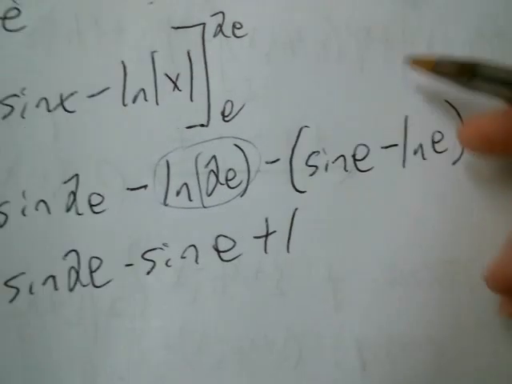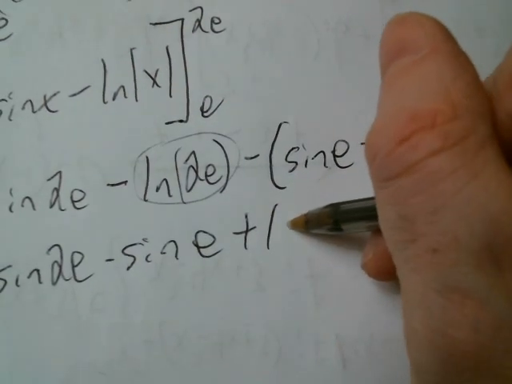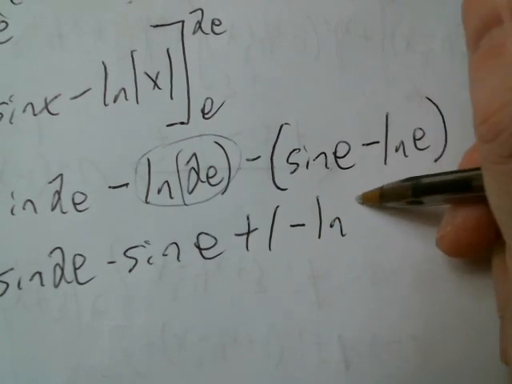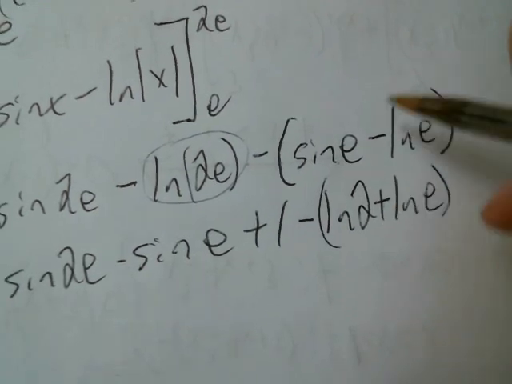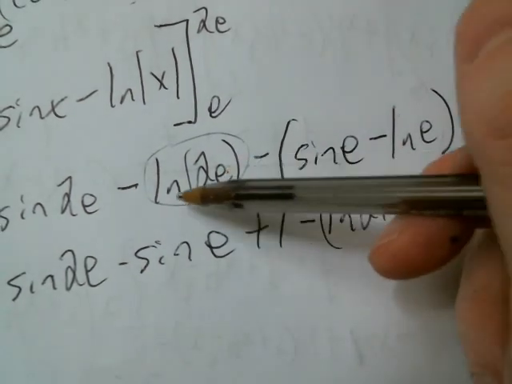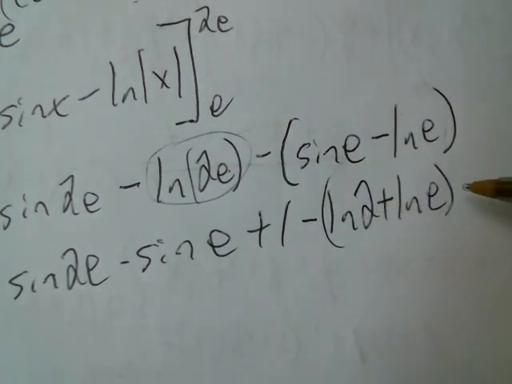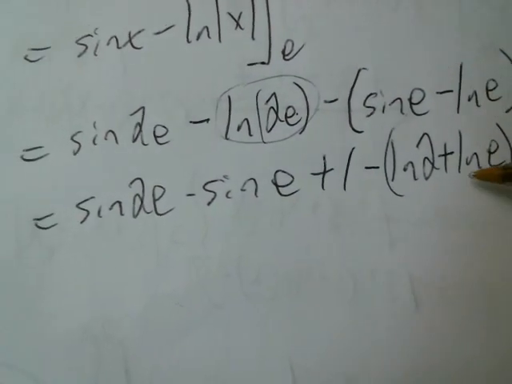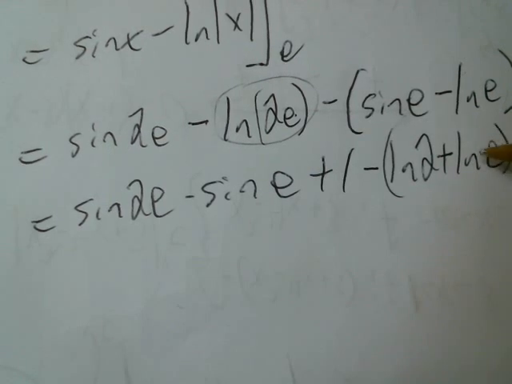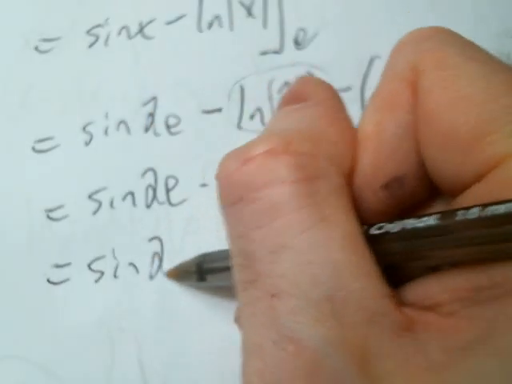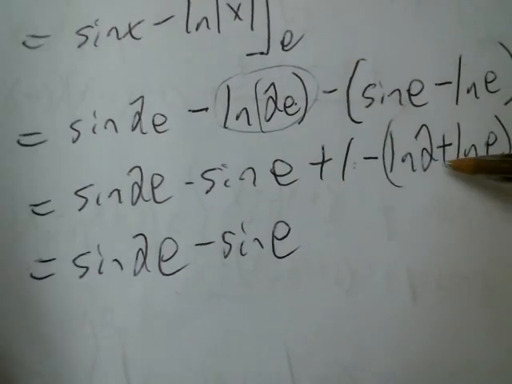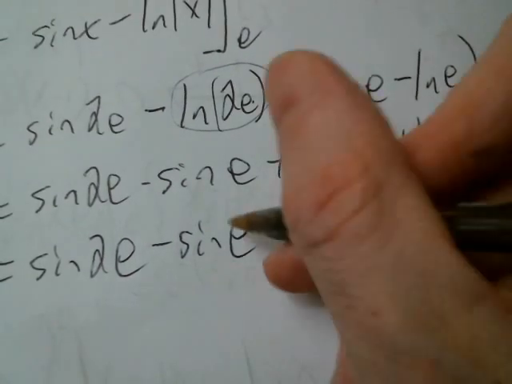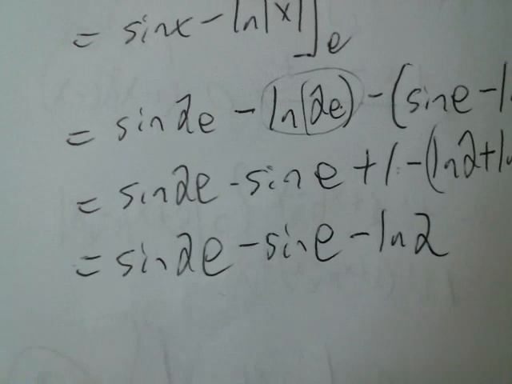This guy right here, you can kind of turn it into what? Well, I can say this is the same as negative ln 2 plus ln e, right? It's just the product rule for logarithms. The log of a product is equal to the sum of the logs. Okay, so then ln e again, so I could rewrite that as just 1. So I'd have sine 2e minus sine of e plus 1. But then when I distribute this minus, it'll be minus 1. So the 1s will go away, and I'll just have minus ln 2 for my answer. Okay, let's call it quit on that stuff.